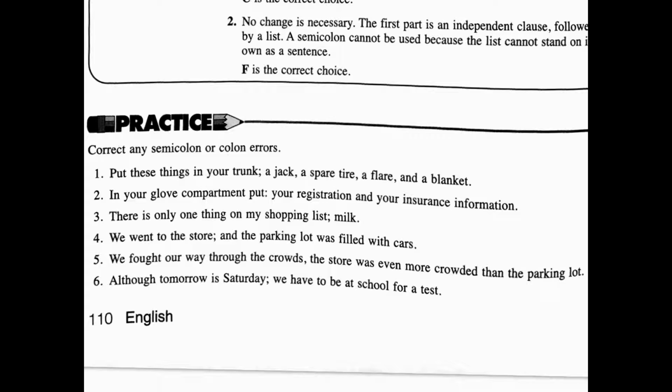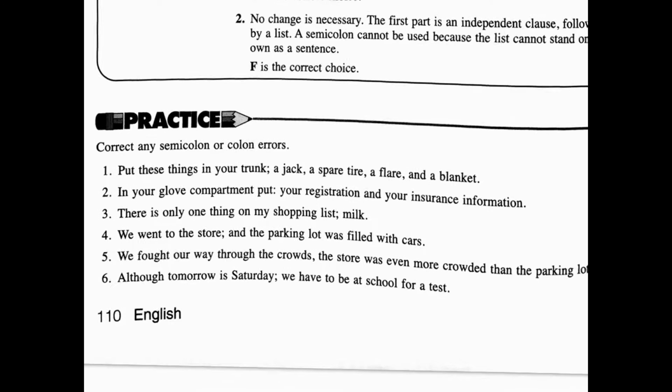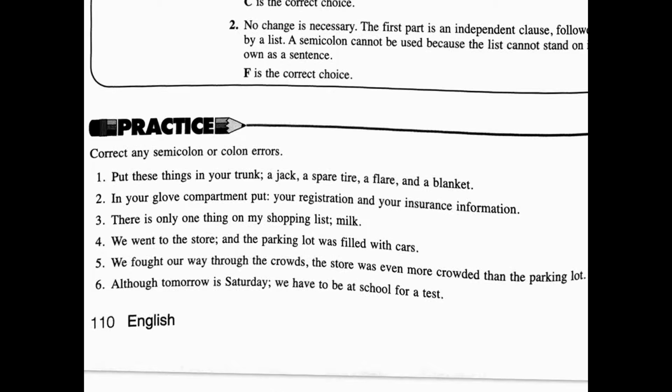Sentence number 1, put these things in your trunk: a jacket, a spare tire, a flare, and a blanket. All right, we have put these things in your trunk. That is an independent clause. And then we have our list. So we need a colon, not a semicolon.